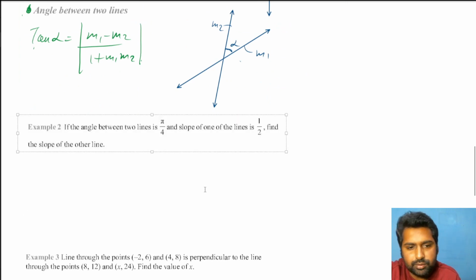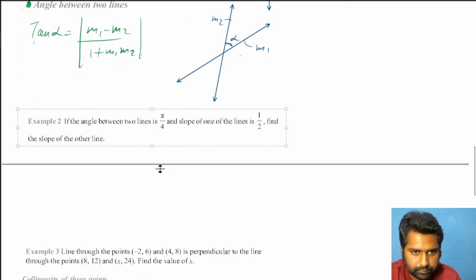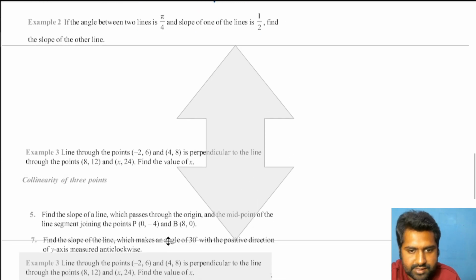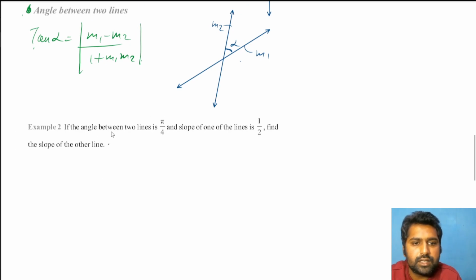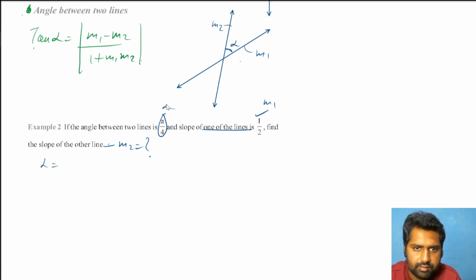All right, let's see the use. Finally, I've given you a lot of conditions now. Let's see how to use them. Okay. Somehow the first example itself is slightly typical. He's saying there are two lines and the angle between them he has already given to you. He's saying slope of one line is 1 by 2. That's your m1, let's say. He's saying find the slope of the other line. He's asking for m2. Okay. So alpha, this is our alpha, right? Alpha is pi by 4.